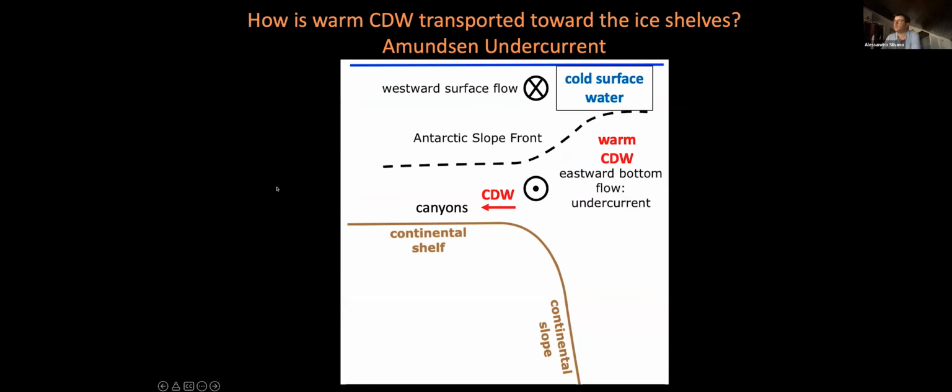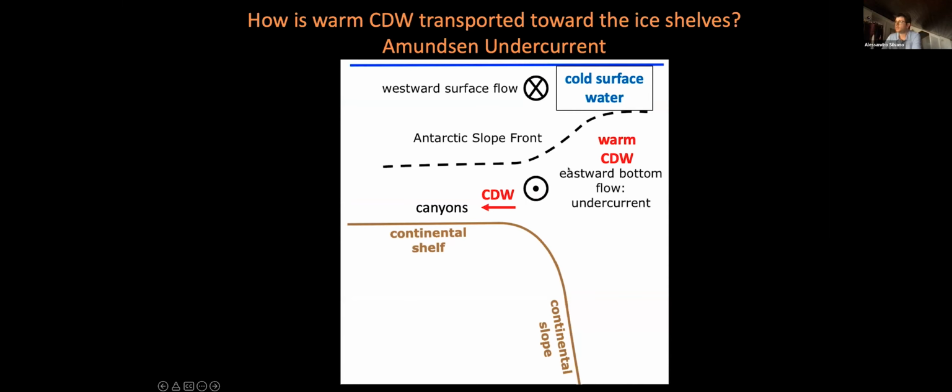In the Amundsen Sea, we have warm water from the Southern Ocean called the circumpolar deep water that is transported by the eastward flow near the bottom. This eastward flow is related to the Amundsen Undercurrent, which is an eastward current that develops only in the Amundsen Sea, basically. And it's found below a westward surface flow. So we basically have a two-layer system here.